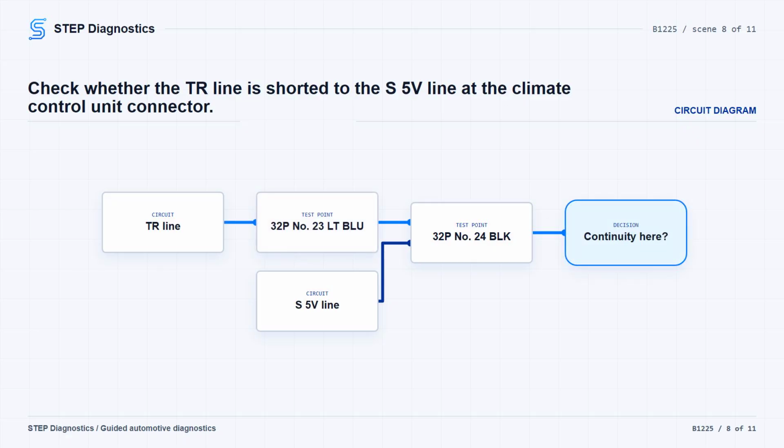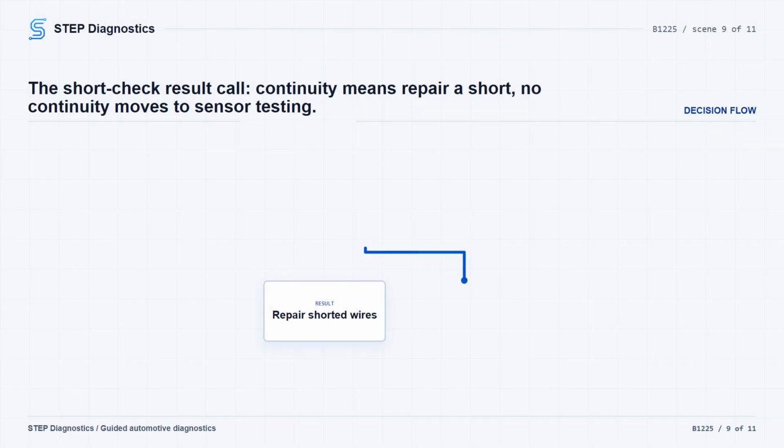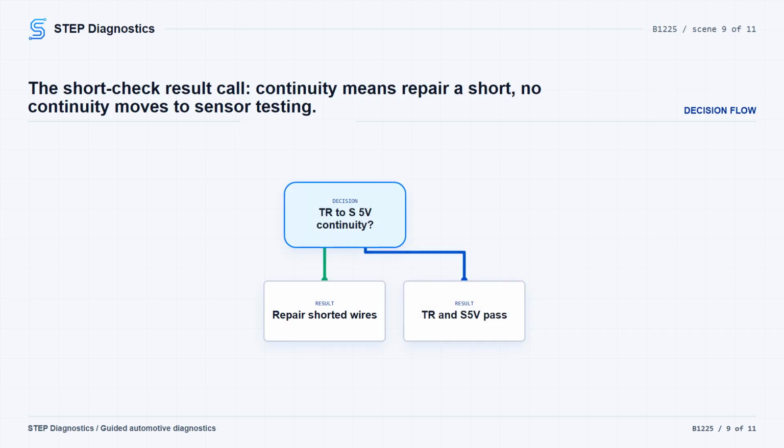Check continuity between climate control unit 32P connector No. 23, the LT-BLU wire, and climate control unit 32P connector No. 24, the BLK wire. If there is continuity here, repair the short in the wires between the climate control unit and the in-car temperature sensor. If there is no continuity, the TR wire and the S5V line pass this part of the test, so move on to the sensor check.